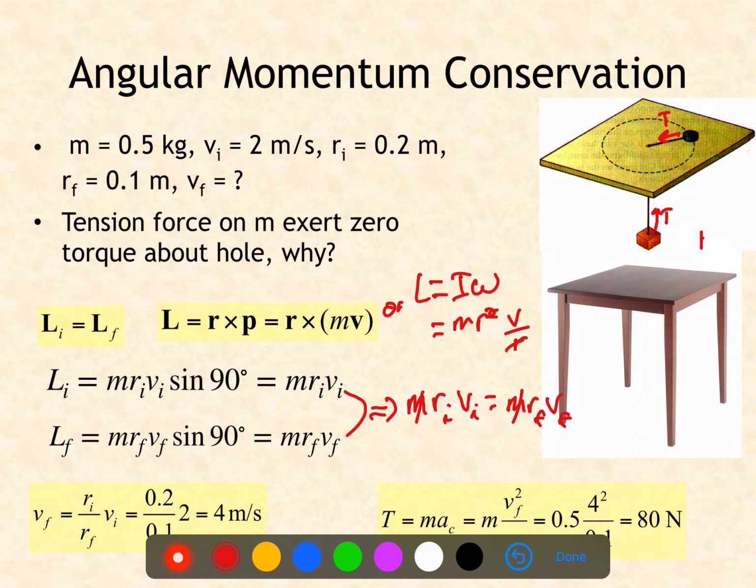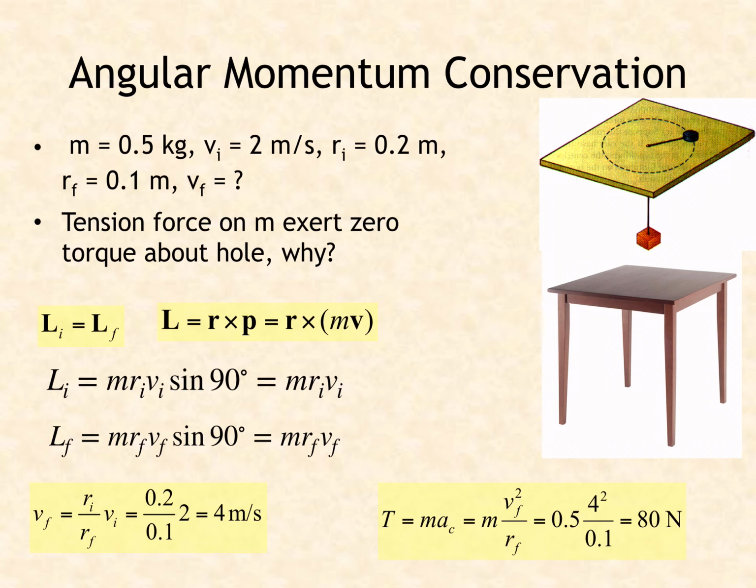But you could equally well look at the puck and apply Newton's law there, where if we can ignore friction, then all we have is the tension force pointing in towards the center of the circle and providing a centripetal force. And in that case, that is the sum total of our forces in that direction, equal to m times the centripetal acceleration. And when I then solve using the final velocity that I just figured out was 4 meters per second and the final radius of 0.1 meters, I find that the tension on the rope is 80 newtons.